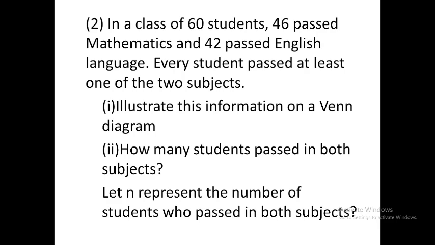Let's get into it. Before we can illustrate this information on the Venn diagram, we need to first collect the data in the preamble. First, we are told 60 students in the class, and that will represent the universal set. And so we bring the 60 there. Then 46 passed mathematics, so M represents mathematics, and so n(M) is 46, where n represents number. And then 42 passed English language, and so we have it nicely there.